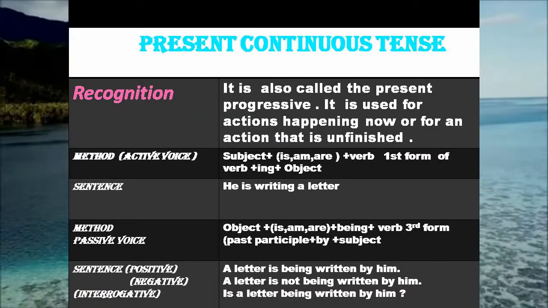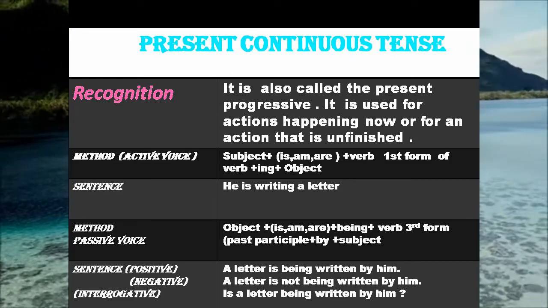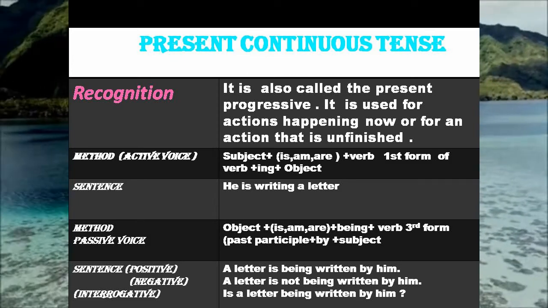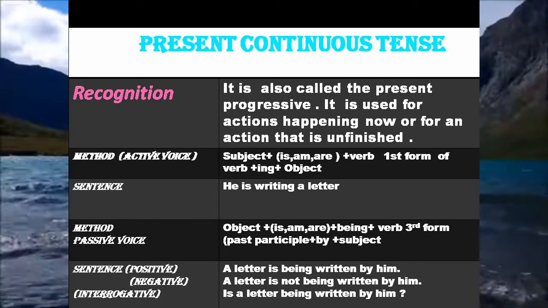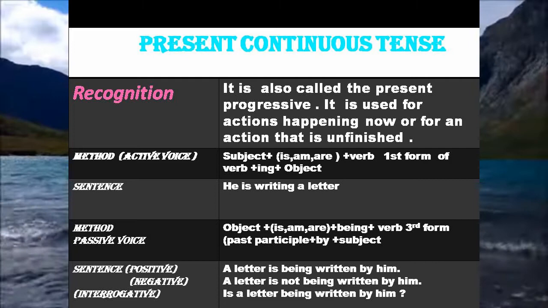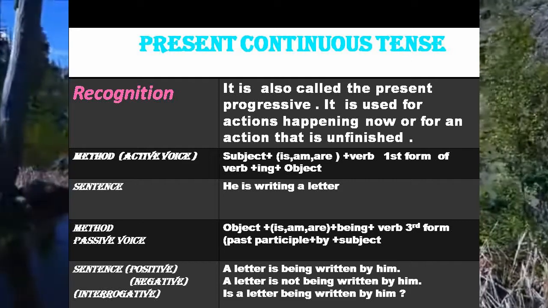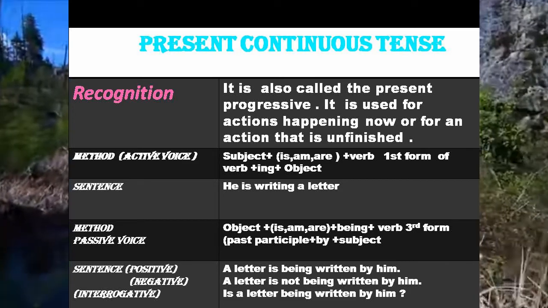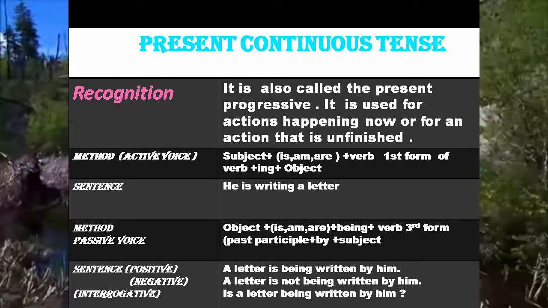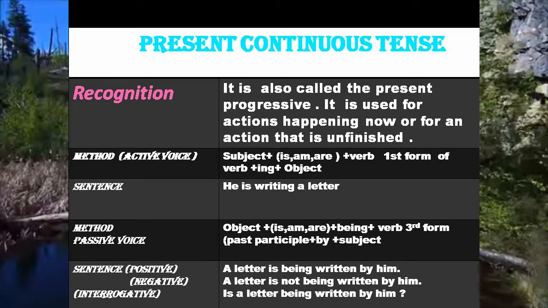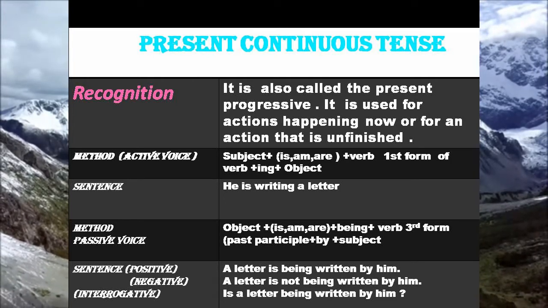Present continuous tense. It is also called the present progressive. It is used for actions happening now or for an action that is unfinished. Method, active voice: subject plus is, am, are plus verb first form plus ing plus object. Sentence: he is writing a letter. Method, passive voice: object plus is, am, are plus being plus verb third form, past participle, plus by plus subject. Active voice: he is writing a letter.